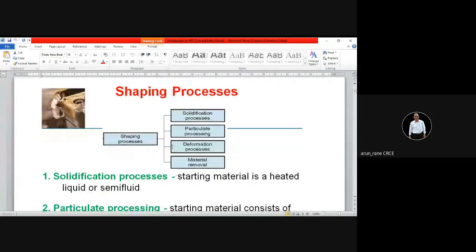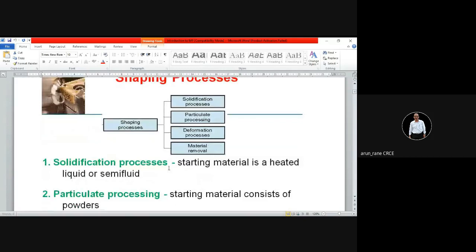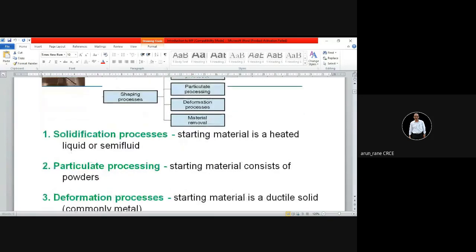So in shaping process, this slide is also important. Shaping processes: solidification, particulate, deformation process, and material removal. What is the meaning of solidification processes? That is casting. You are heating material, making it into liquid form, and then pouring it in the cavity. Then after solidification you get the shape of the cavity, like I told you, idli and modak, remember that.